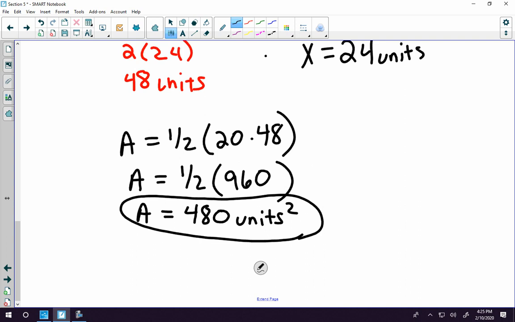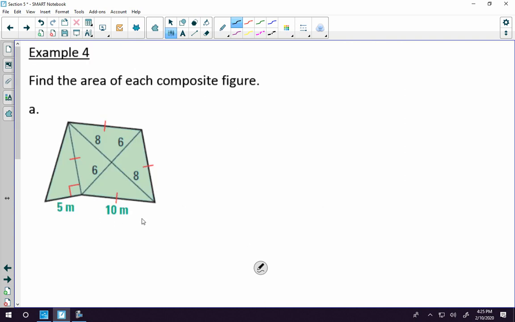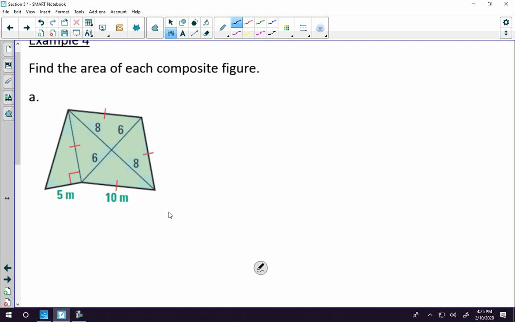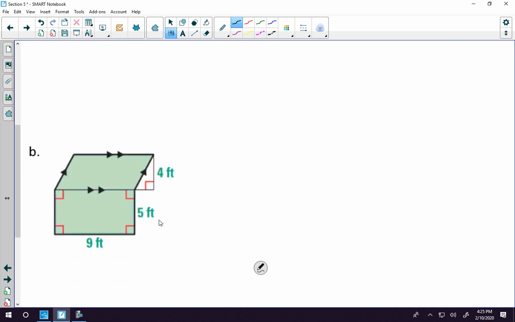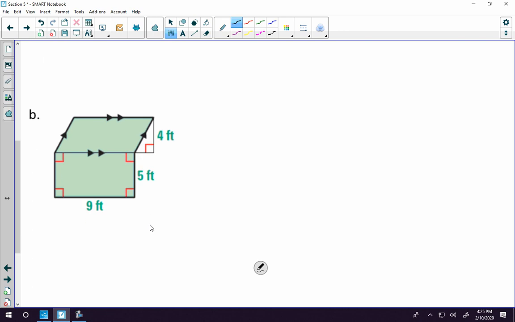I believe that's all we have for today. Let's double check. But I believe we completed the lesson. There's one more problem where you're finding a composite area. We've done that before. If you want to try and work on that problem here, it's finding the area of a rhombus and then finding the area of a right triangle and then adding those together. Same here in part B, finding the area of a rectangle and finding the area of a parallelogram and adding those composite values together.